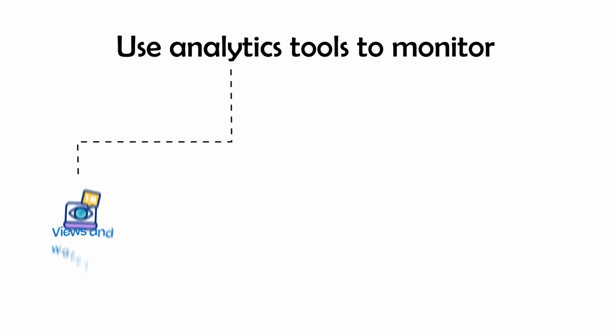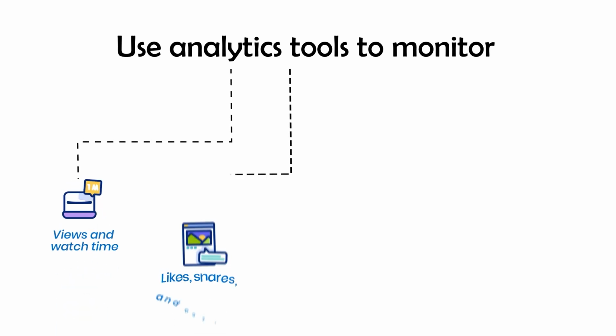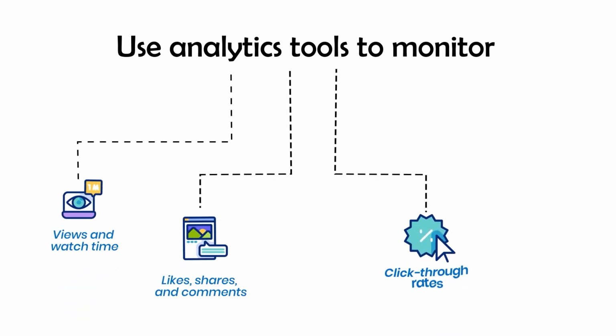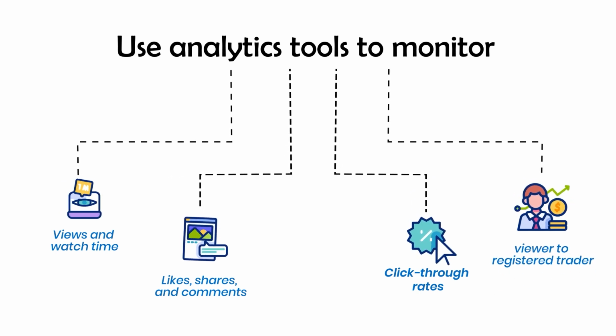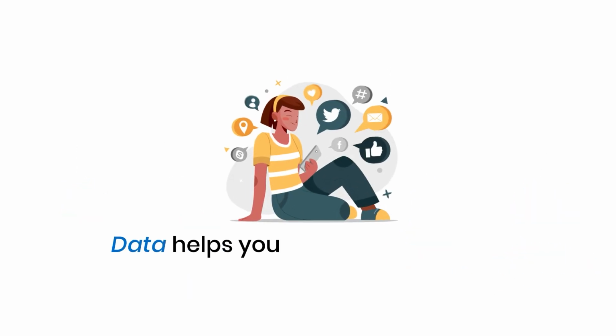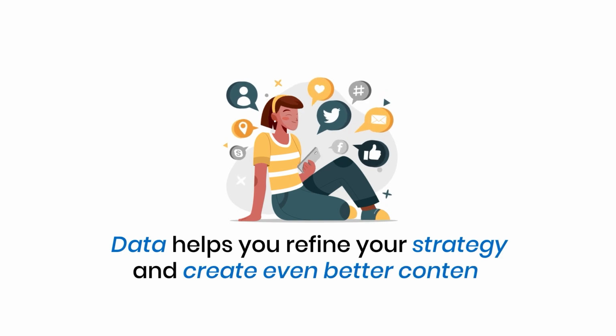Step 7. Track performance and optimize. Use analytics tools to monitor views and watch time, likes, shares, and comments, click-through rates, and conversion rates from viewer to registered trader. Data helps you refine your strategy and create even better content.